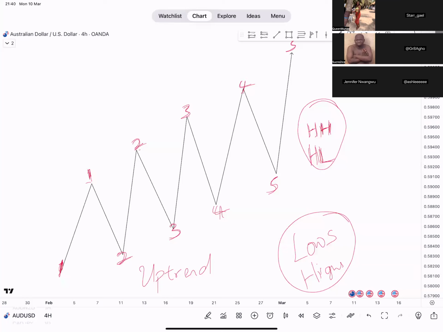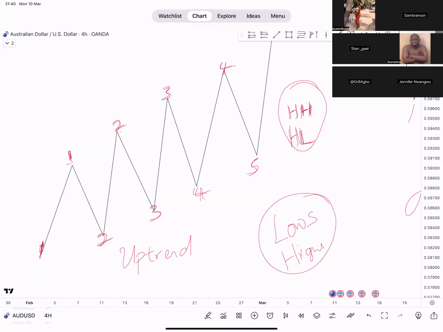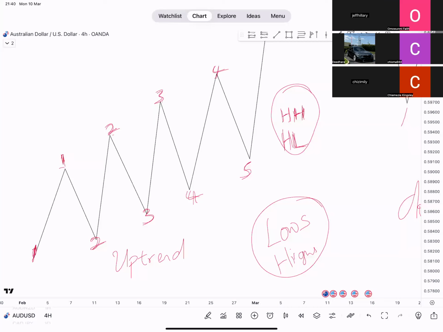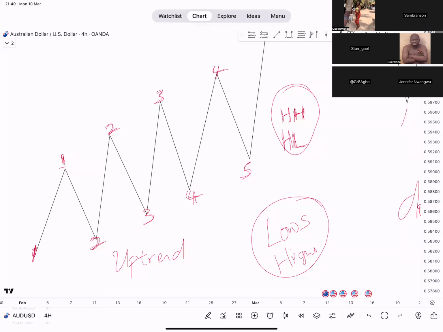But there's something I want you to know before this class ends. I know that some of you would have heard people say "break of structure." What is a break of structure? Every time, please listen, every time that price takes out a high or a low, a BOS has occurred.